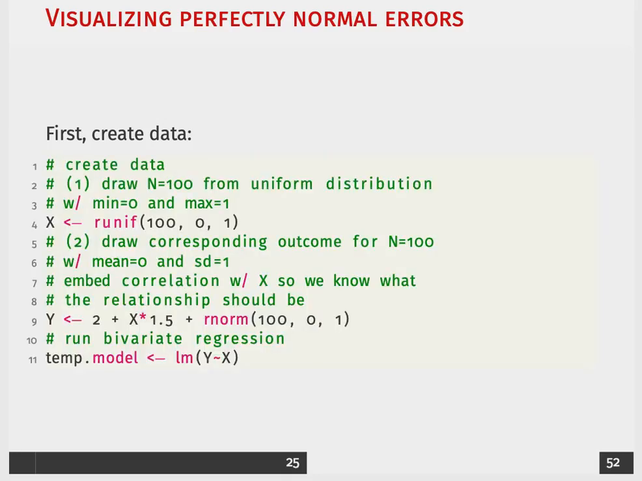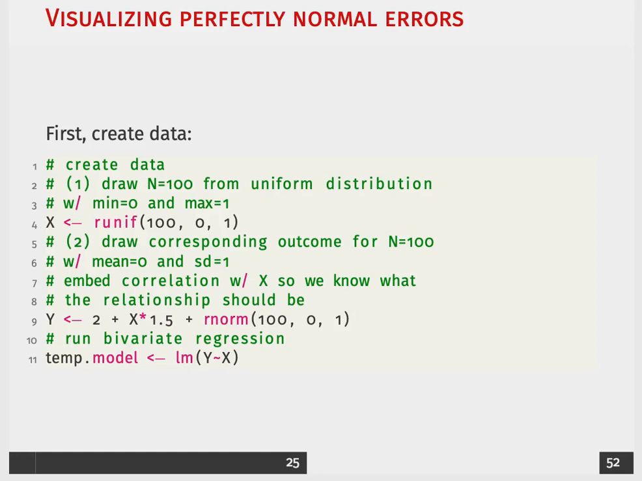Now, I know this can be a little bit confusing, so what I'd like to do is to actually show you what data would look like if it were to have perfectly distributed normal errors. So we're going to first just create our data. We have created our x variable from a random variable coming from a uniform distribution, there's going to be 100 observations in this data set.